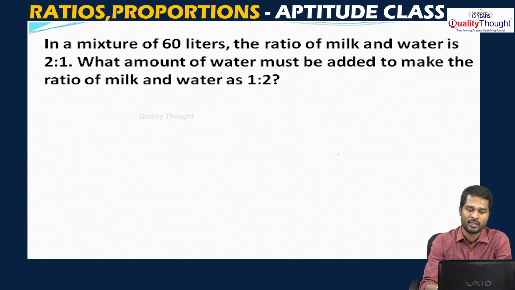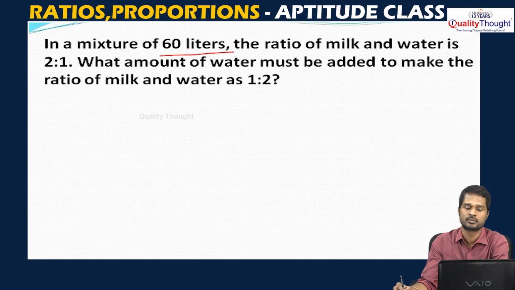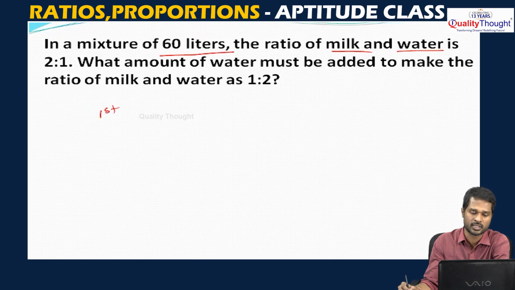Next question. In a mixture of 60 liters, the ratio of milk and water is 2:1. What amount of water must be added to make the ratio of the milk and water as 1:2? Now see, first case, there is a total of 60 liters of mixture of milk and water in the ratio 2:1. Let's write this as the first case.